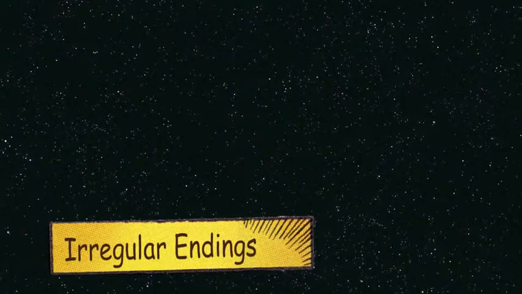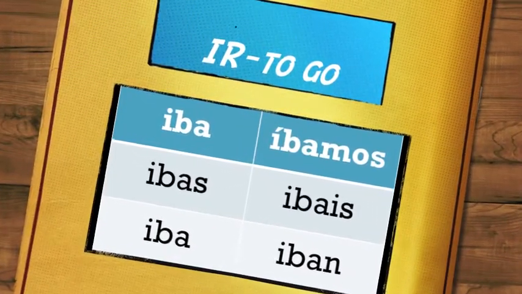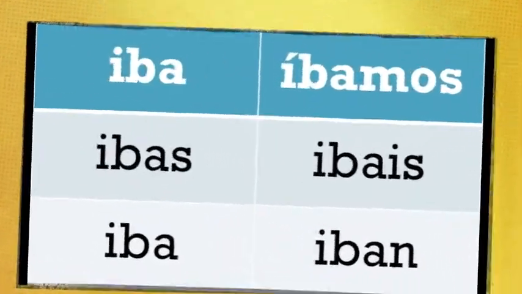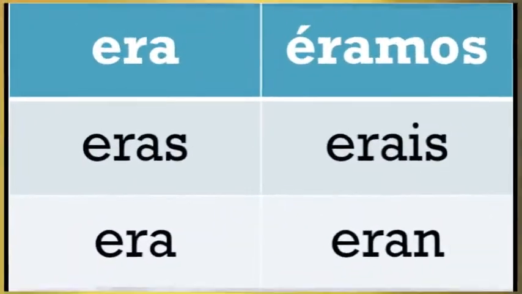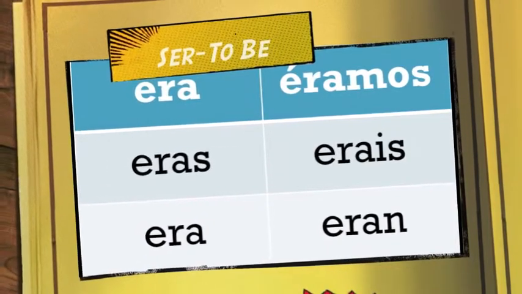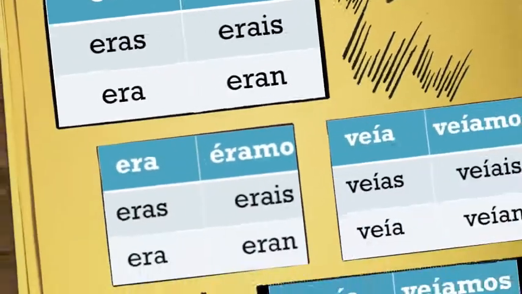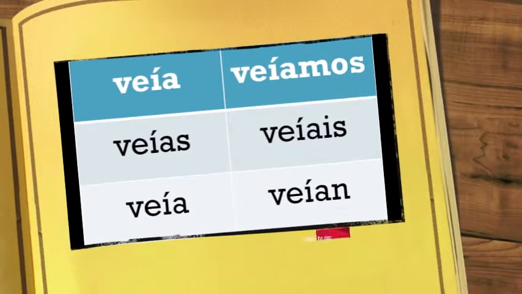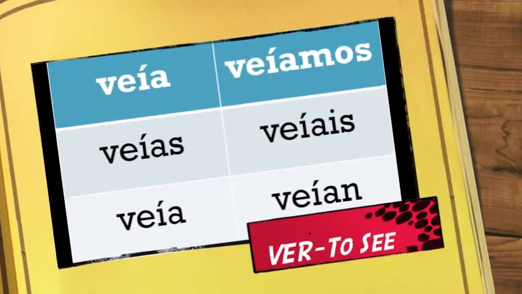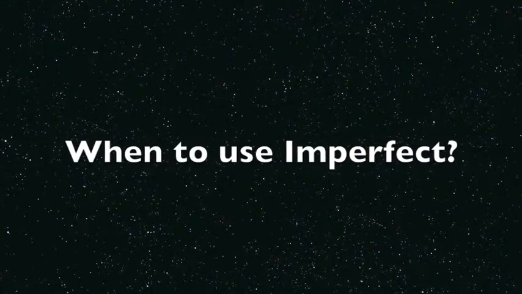Irregular endings. Ir, to go: iba, ibas, iba, íbamos, ibais, iban. Ser, to be: era, eras, era, éramos, erais, eran. Ver, to see: veía, veías, veía, veíamos, veíais, veían. When do we use the imperfect?